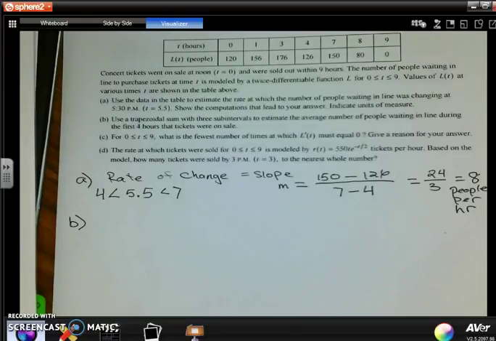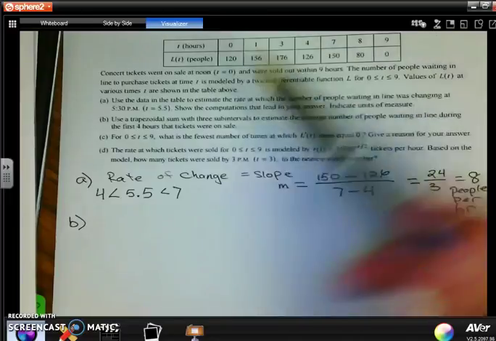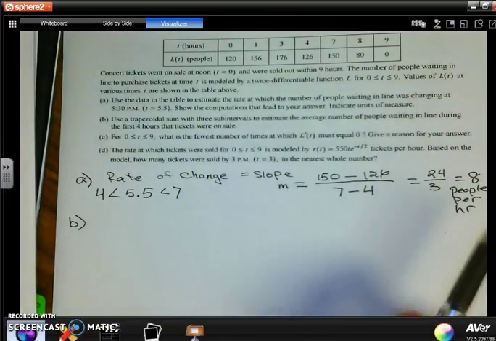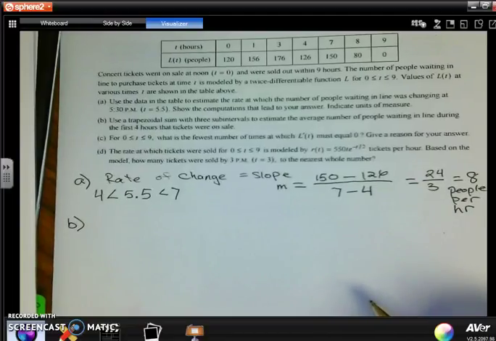Part B says use a trapezoidal sum with 3 subintervals to estimate the average number of people waiting in line during the first 4 hours that tickets were on sale. Okay, this is kind of a tricky one because so many of the examples that we look at say 3 equal subintervals. This does not say 3 equal subintervals. So that normal formula that we use, the delta x over 2, parentheses, and then you double all those, is not going to work for this problem because they are not equal subintervals.